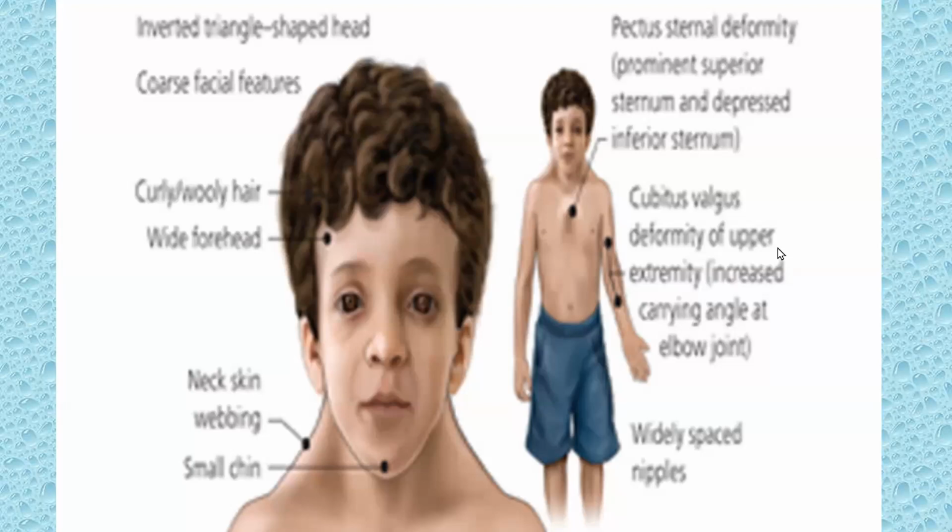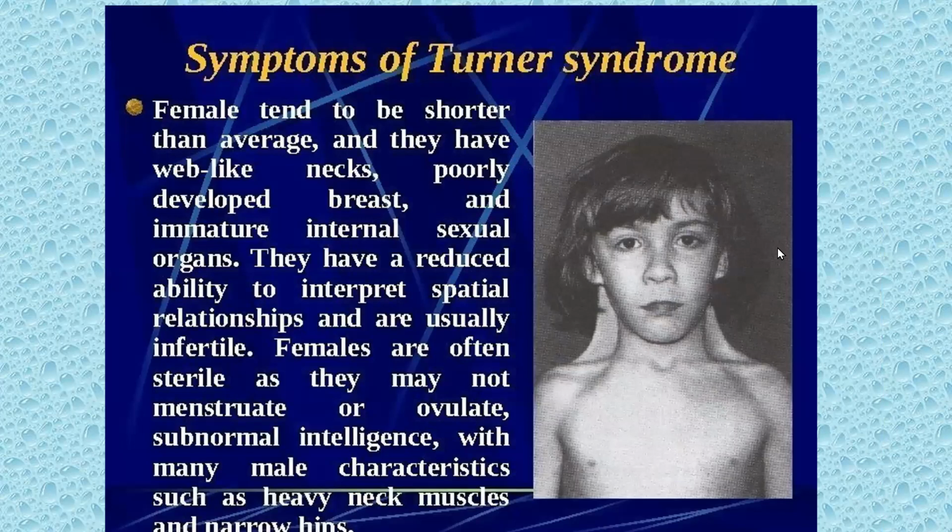So the symptoms of Turner syndrome: a female tends to be shorter than average. They have web-like necks, poorly developed breasts, and immature internal sexual organs. They have a reduced ability to interpret spatial relationships and are usually infertile. Females are often sterile as they may not menstruate or ovulate. Subnormal intelligence with many male characteristics such as heavy neck muscles and narrow hips.